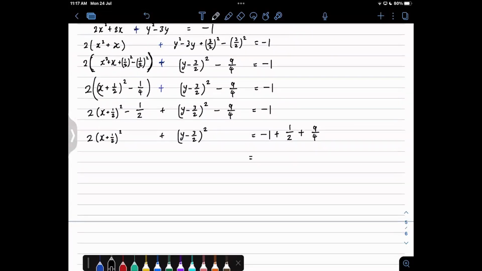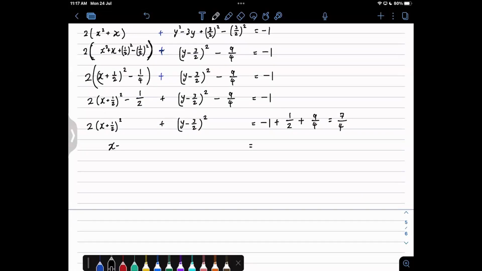Let's just simplify in a calculator first. -1 plus 1/2 plus 9 over 4. You end up with a 7 over 4. Okay, good. That's not enough, because I like to do it in standard form, which means that I want my right hand side to be a 1. So now I need a 1. How do I go from 7 over 4 to 1? I times 4 over 7.